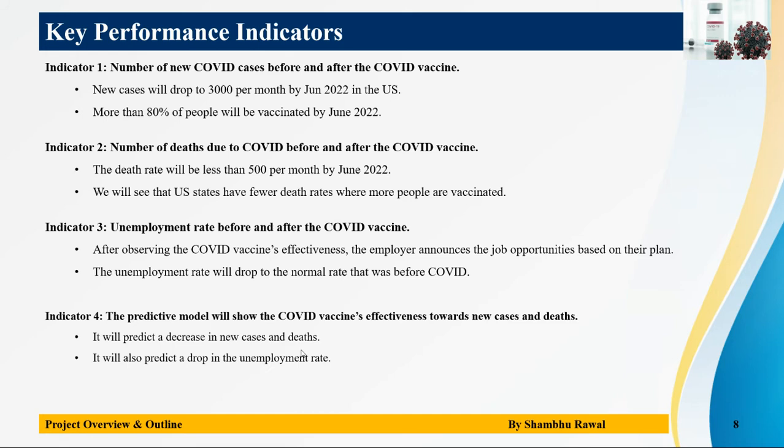KPIs. Indicator 1. The first indicator I have is the number of new COVID cases before and after the COVID vaccine. New cases will drop to 3,000 per month by June 2022 in the US. I also believe more than 80% of people will be vaccinated by June 2022.